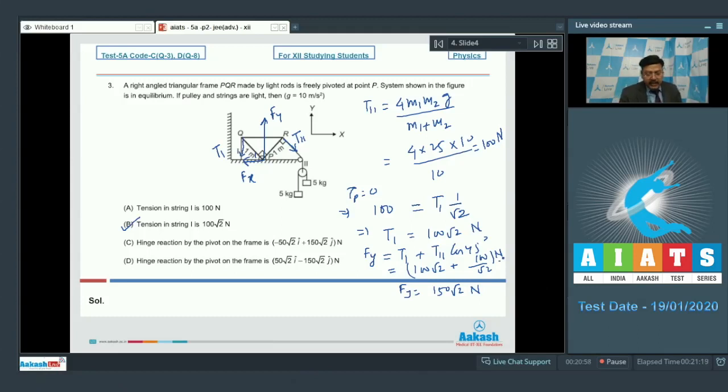And Fx will be in the negative x direction. So Fx is actually equal to minus T2 cos 45 degree, so T2 by root 2, and T2 we already have as 100 Newton. So it's minus 100 by root 2, or minus 50 root 2 Newton. So the hinge reaction will be minus 50 root 2 i cap plus 150 root 2 j cap Newton, which is matching with option C. So for question 3, options B and C are correct. Let's go on to the next question now.